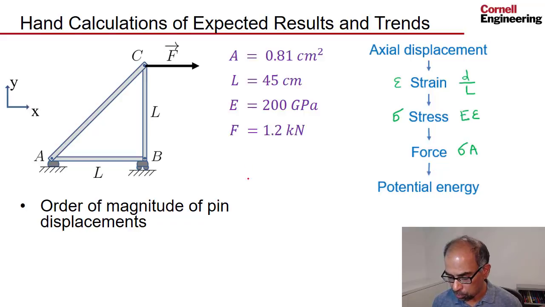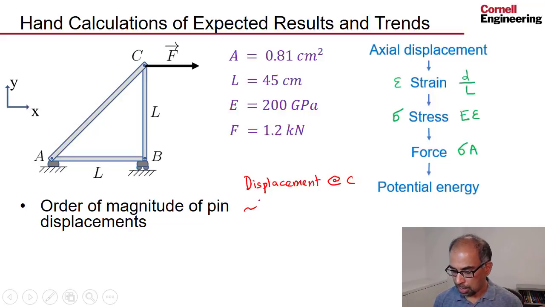Okay, so I want to estimate the displacement at C. I just want to get an order of magnitude. So first I want to find the force in bar AC. The force in bar AC is going to be of the order of magnitude of this force. In fact, it's going to be higher, right? Because the component of this force in this direction has to balance that. But I'll just ignore that. I'm just trying to get an order of magnitude. So that's actually 1200 newtons.